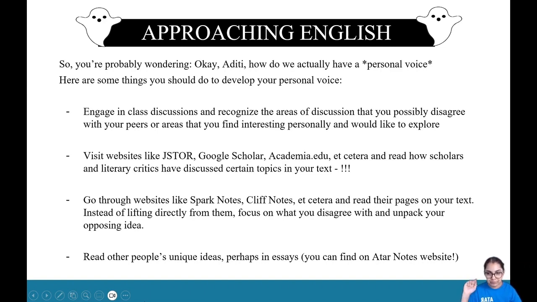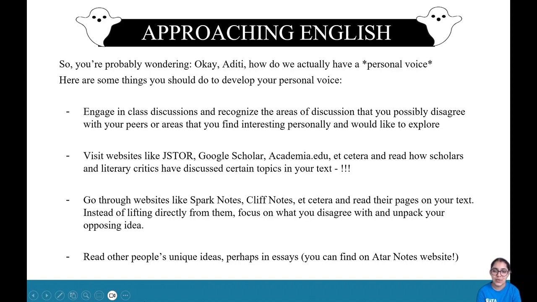Alrighty, so then also look at websites like, and these ones you'll be more familiar with, of course. Who doesn't love SparkNotes, CliffNotes, and other similar websites, and you can read their pages on your text. And this is a really good way to understand, especially if it's before you're reading the actual text. It can give you a good synopsis, or even if it's after, it can be a really good summary.